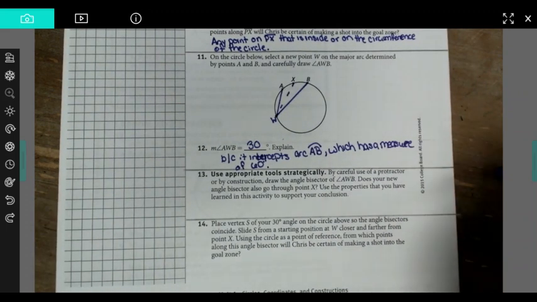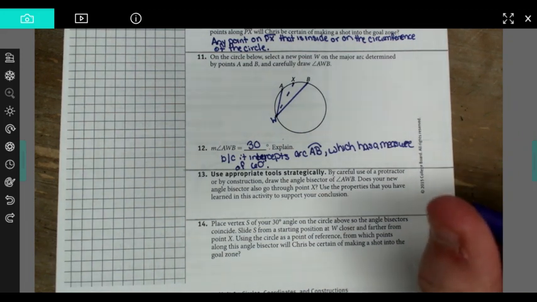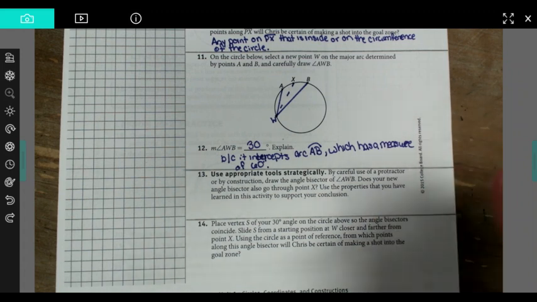Use appropriate tools strategically. By careful use of a protractor or by construction, draw the angle bisector of angle AWB. Does your new angle bisector also go through point X? Use the properties that you have learned in this activity to support your conclusion.